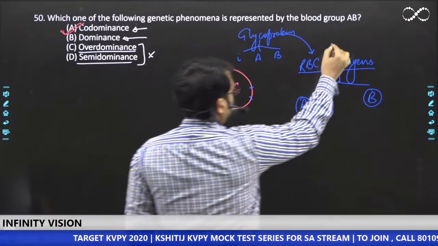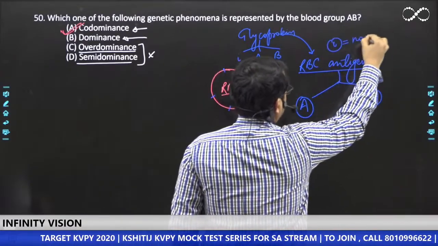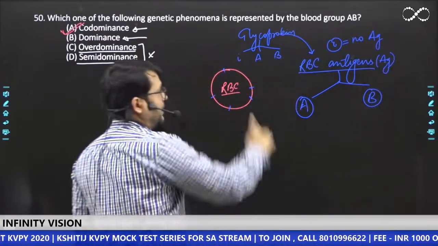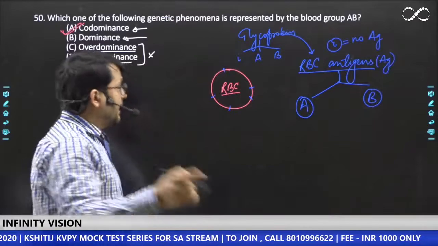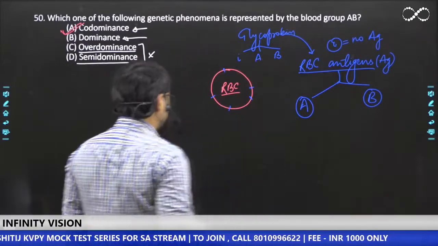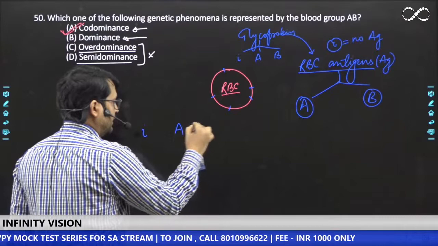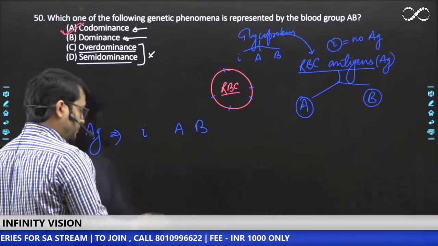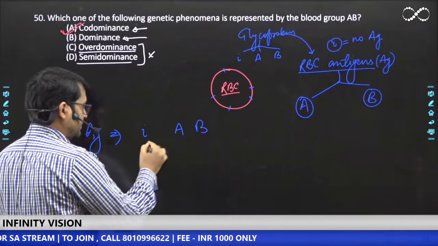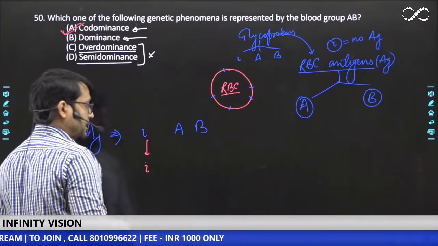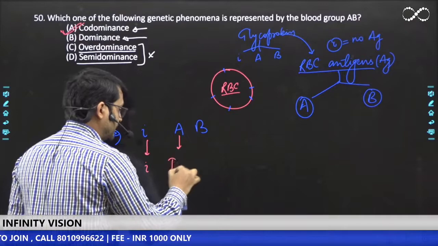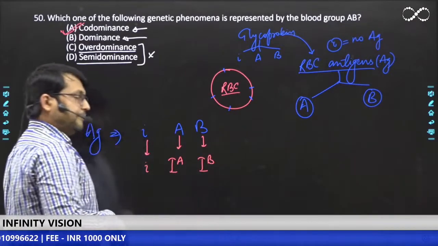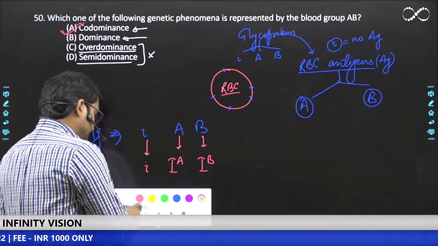Right? Now, small i has no antigens. I am writing AG for antigen, but A and B behave as antigens, and there are different genes for it. So I, A and B, these antigens, have some protein genes responsible. Responsible for this is the small i gene, for this the capital I A, and for this capital I B.